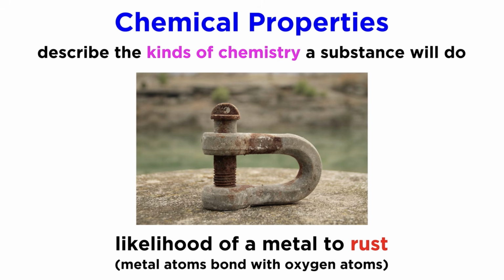This is a chemical property because the process of acquiring rust is due to metal atoms forming new chemical bonds with oxygen atoms from the air. This is an example of a chemical change where a new compound, a metal oxide, is produced. We will see many more examples of chemical properties and corresponding chemical changes as we learn more chemistry.